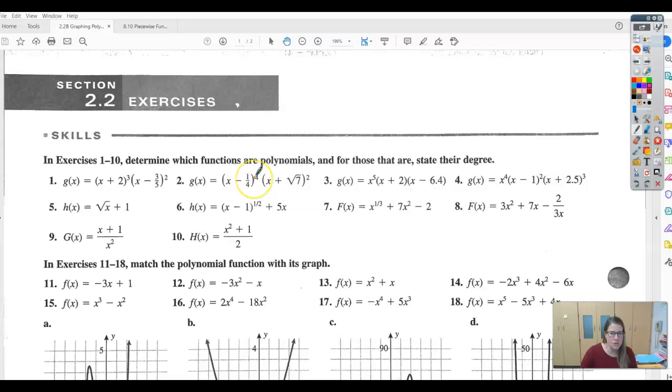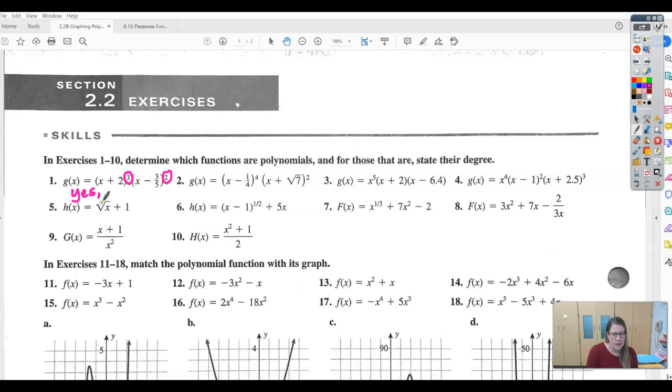So remember, there are two things that make these polynomials. The first thing you want to look at is the exponents. If you look at the exponents that are on these x values, if those numbers are whole numbers and they're positive numbers, then this will be a polynomial. So this one is a polynomial. The second thing it asks is, if it is a polynomial, state the degree.